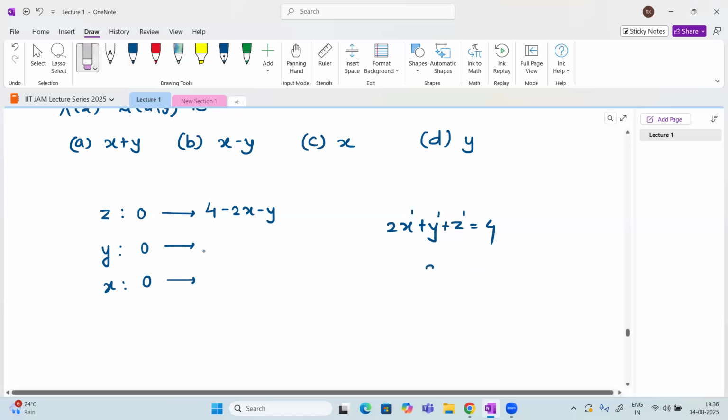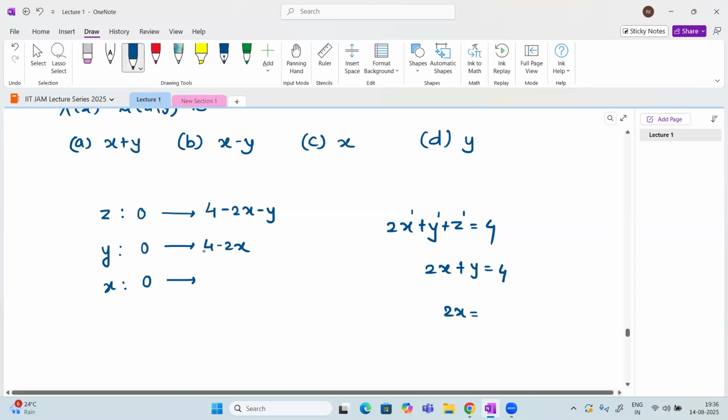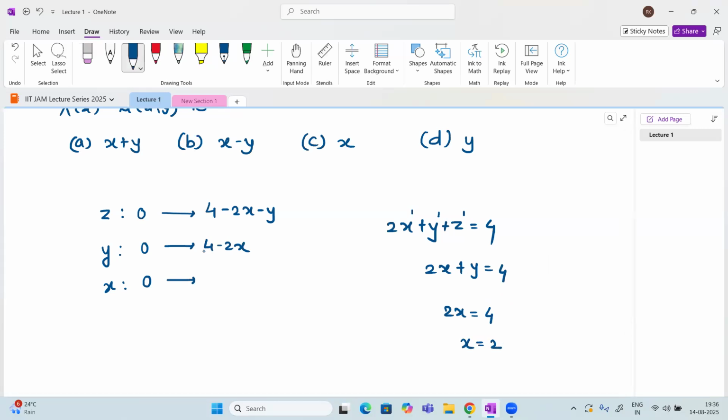So I will remove it, and you will get the equation 2x plus y is equal to 4, right? With the help of this equation, we have to find the value of y, which is y is equal to 4 minus 2x. So the limit of y will be 4 minus 2x. Now the task of y is also over. I will remove it, and you will get 2x is equal to 4. Let us cancel out 2 from both sides. So x is equal to 2. So the limit of x will be 2. Have you understood?